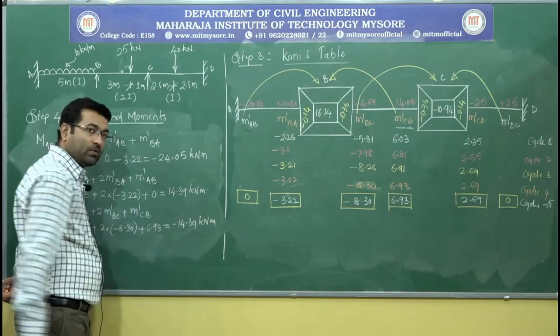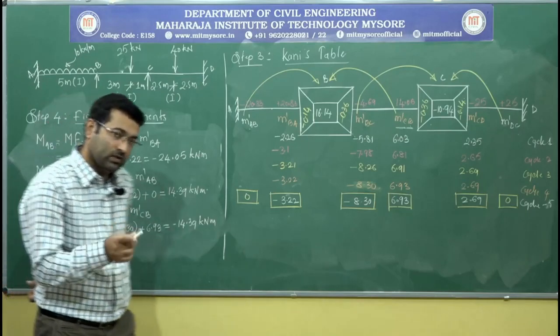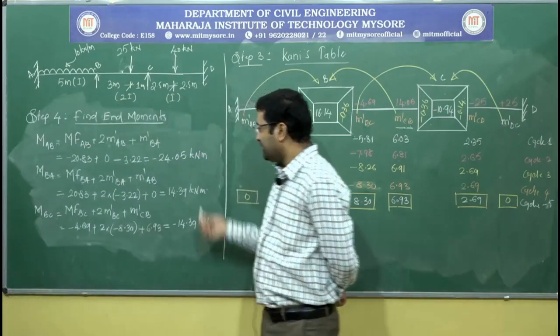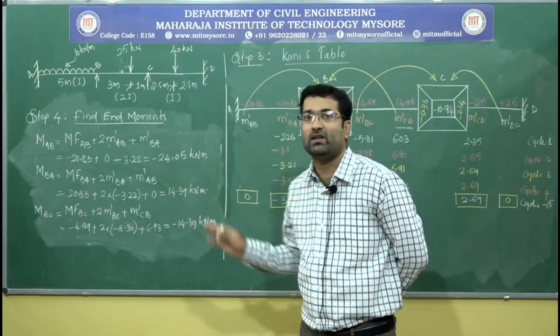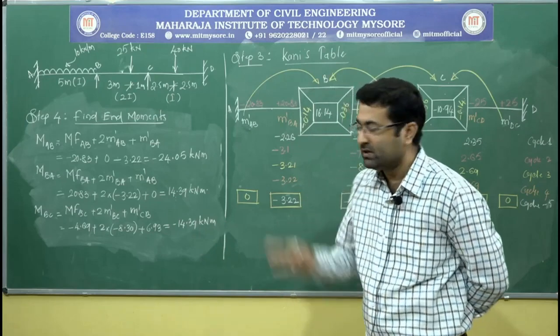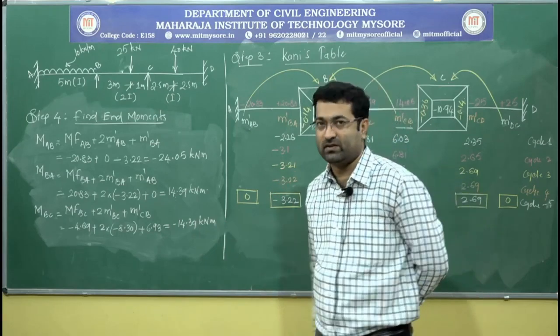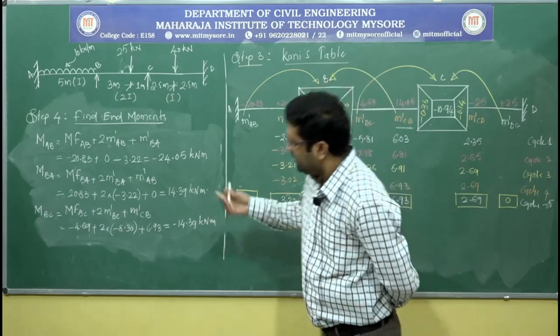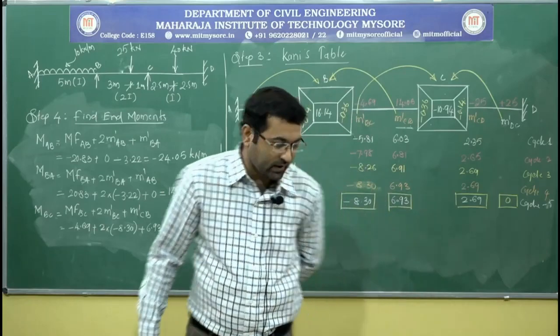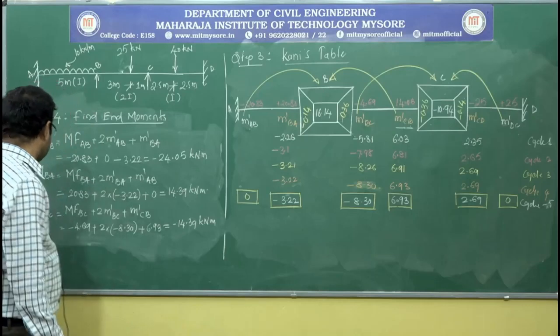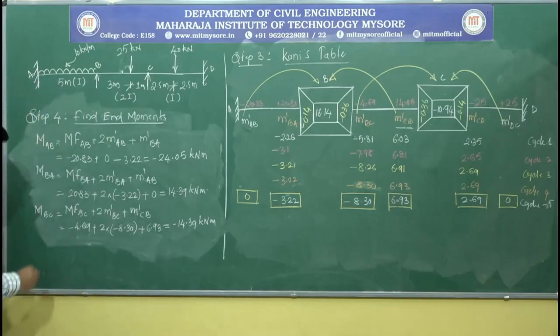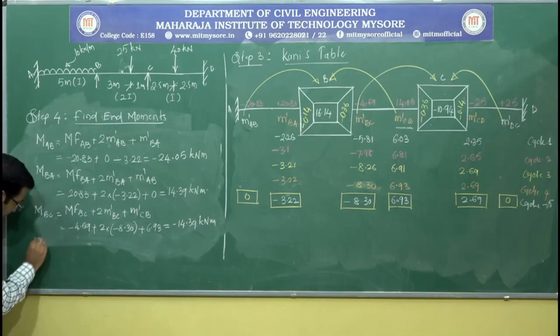If they are equal and opposite, then we can say that our calculations are correct. If they are not equal and opposite, then you can straightforwardly assume that your calculations have gone wrong. So please verify your calculations. In a similar way, let me calculate the remaining ones, that is M dash CD, MAB, BA, BC, CB.